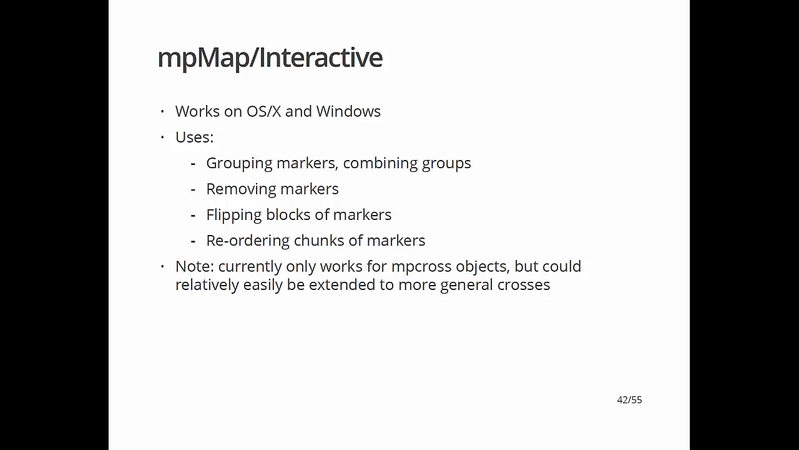Does that make sense, or do you want me to try and generate a data set in RQTL and convert it to an MP cross? Maybe, no? Okay, we'll leave that for later if we have time then.